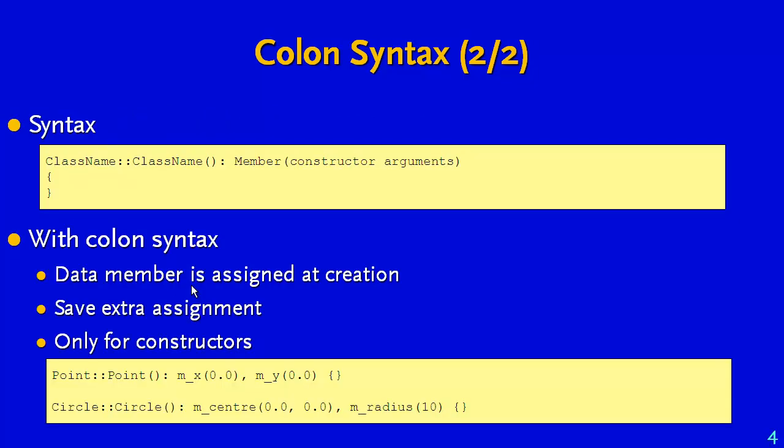An alternative is the following. Let me go down to the example immediately. Instead of saying mx is 0 and my is 0, I'm initializing using this so-called colon syntax, and I'm initializing immediately. So mx is initialized to 0 and my is initialized to 0. It's like a copy constructor, you might say. So in other words, it doesn't create the object first and then assign it to a certain value, as we saw in the example just a moment ago. It actually initializes the object from scratch, so it's much more efficient.